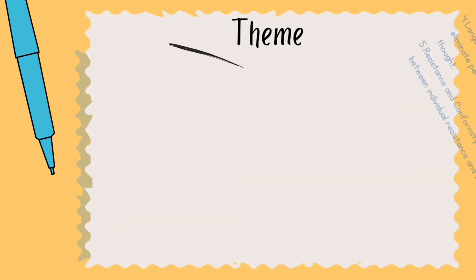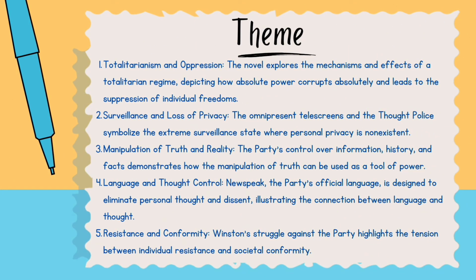Theme 1. Totalitarianism and oppression. The novel explores the mechanisms and effects of a totalitarian regime, depicting how absolute power corrupts absolutely and leads to the suppression of individual freedoms. 2. Surveillance and loss of privacy. The omnipresent telescreens and the Thought Police symbolize the extreme surveillance state where personal privacy is non-existent.